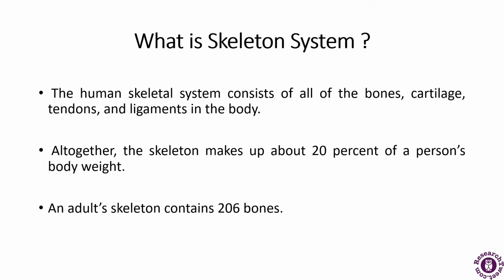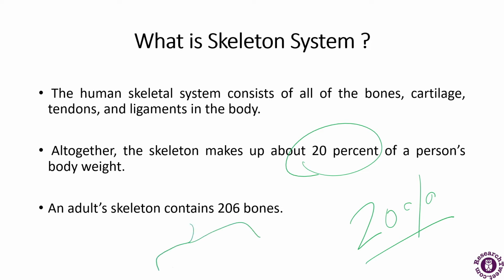Now, what is the skeletal system? The skeletal system consists of all the bones, cartilage, tendons, and ligaments in the body. Altogether, the skeleton has been estimated to make up about 20% of a person's body weight. And an adult human contains about 206 bones which are organized into two main divisions. Now what are the two main divisions? We will be discussing that in detail.